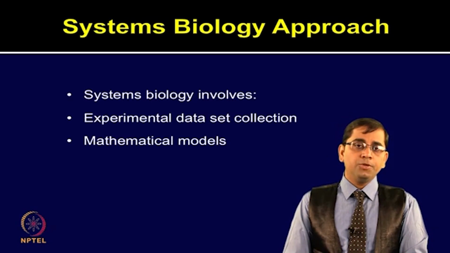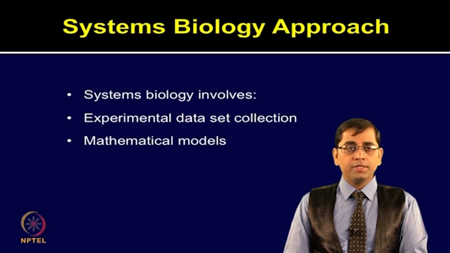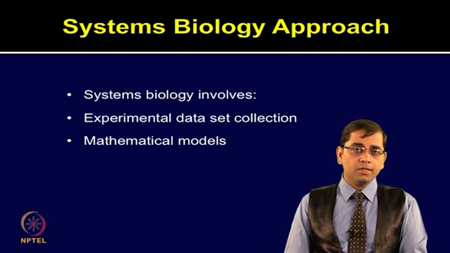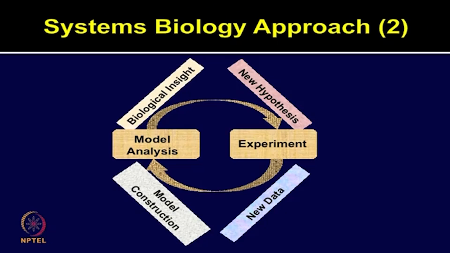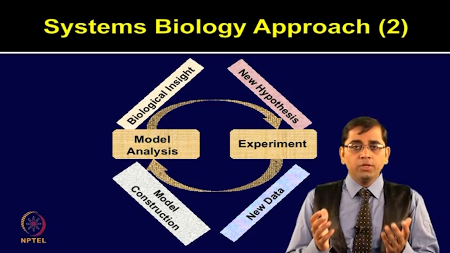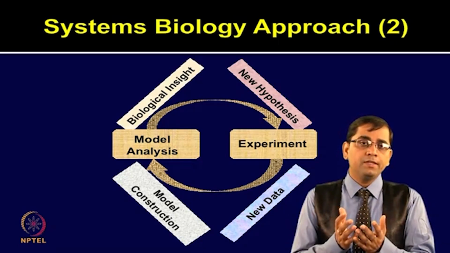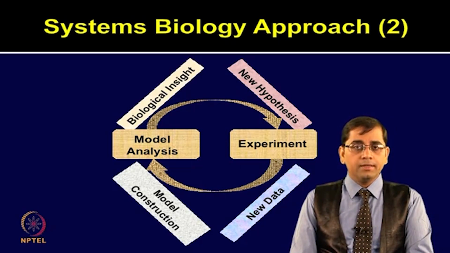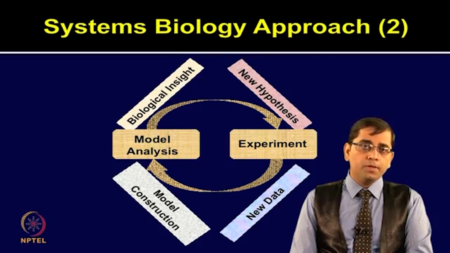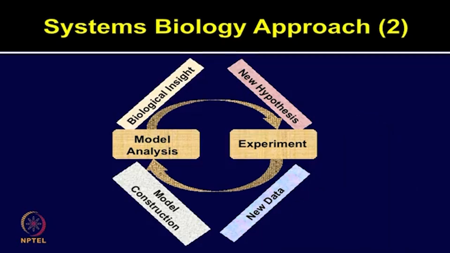The simple systems biology approach would involve experiments by adding new data sets, which will be used for model construction and model analysis, and the biological insight derived from these models could be used to propose new hypotheses. The properties of a system are probably more than just the sum of all of its individual components. Therefore, it is possible that a system may have its own property by applying all the components.